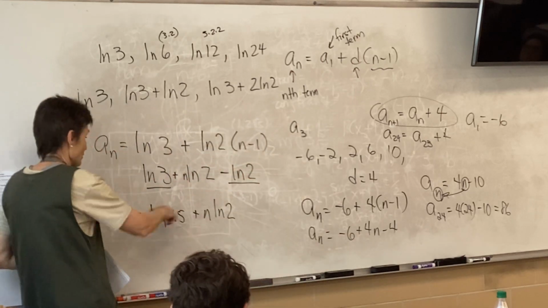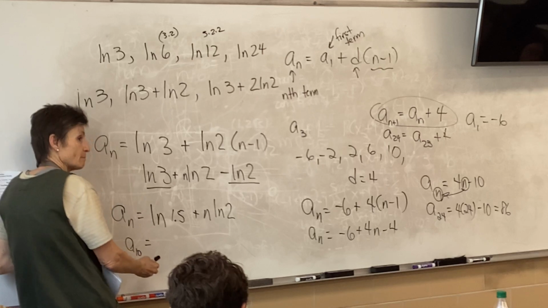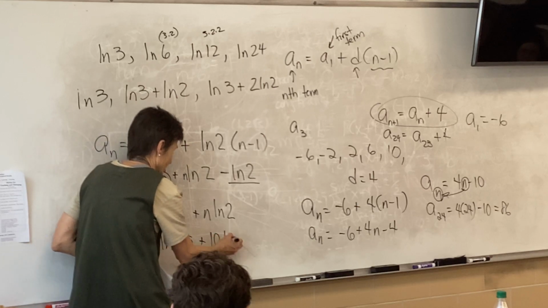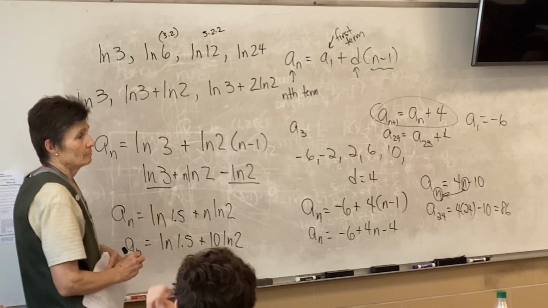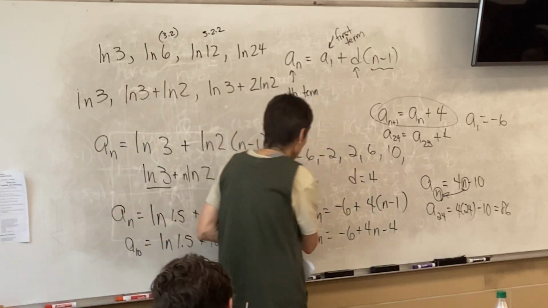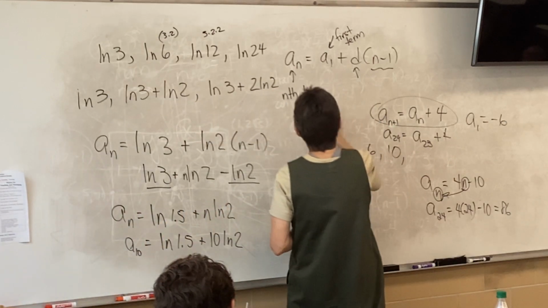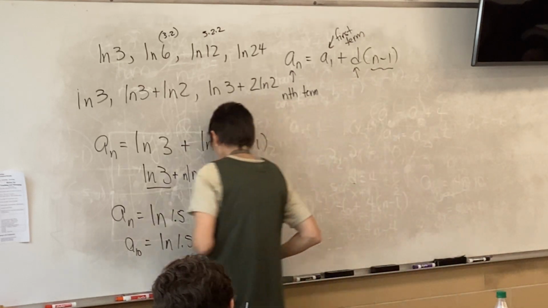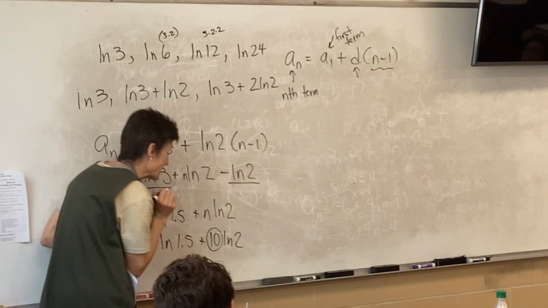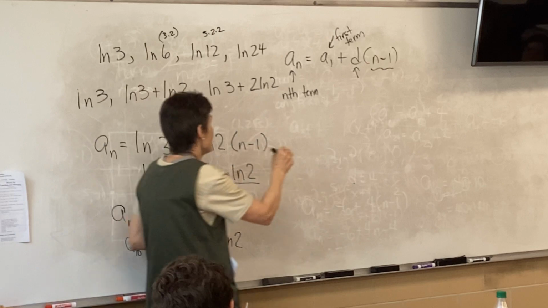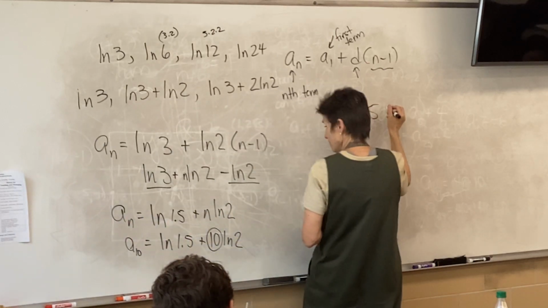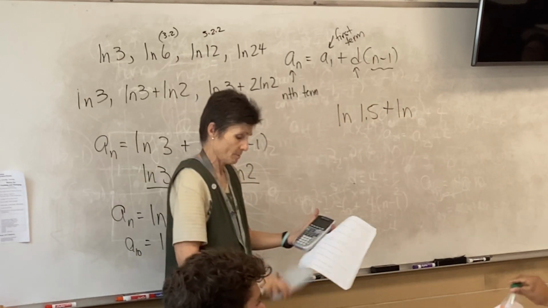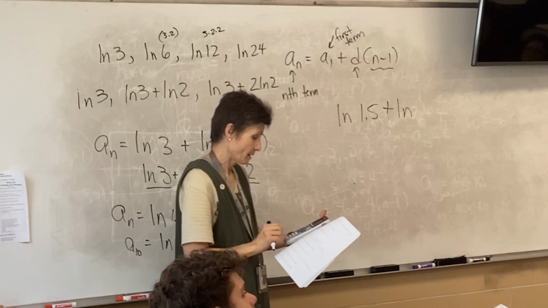What's a sub 10? Here's my formula: natural log of 3 halves plus 10 times natural log of 2. Now, this isn't a lesson in logarithms, but it is good practice for us. What do I do with a number out in front of a logarithm? Where does it end up? Exponent. So I have ln 1.5 plus ln, what's 2 to the 10th? I should know that, but I forgot. It's 1024.